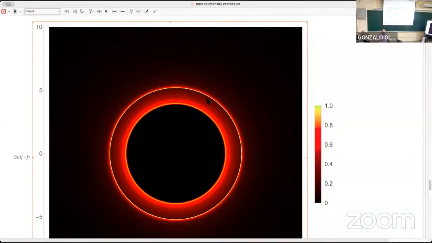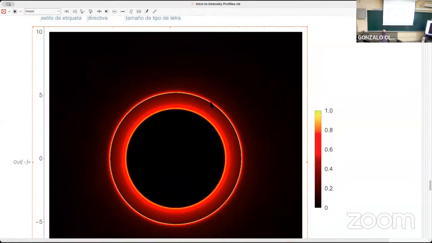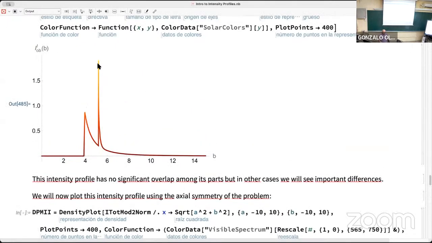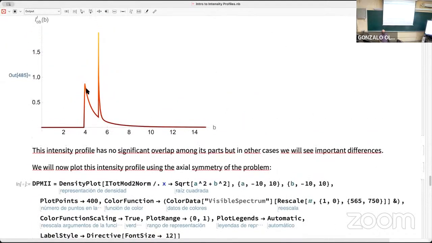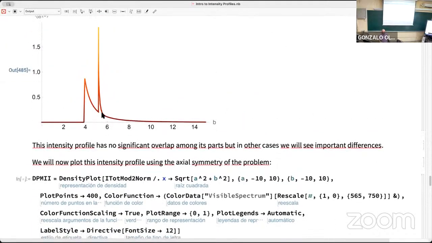As I said before, the outer ring is very bright. This is because the second peak is higher. And this region is very bright because it's very broad and sufficiently high.